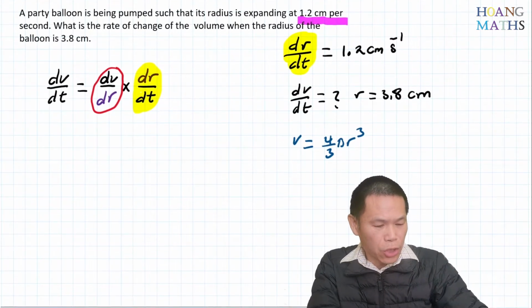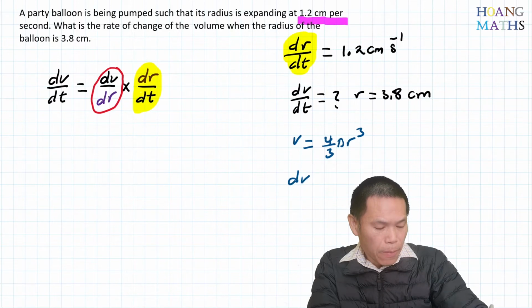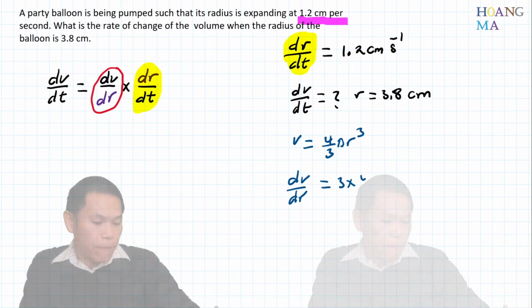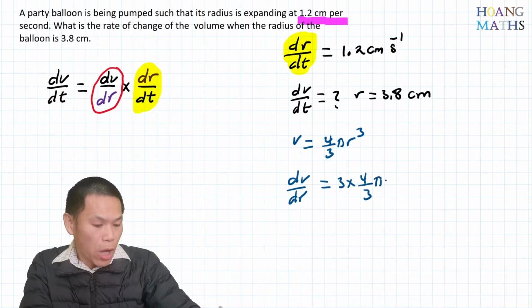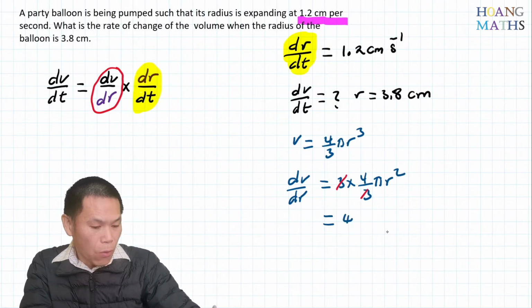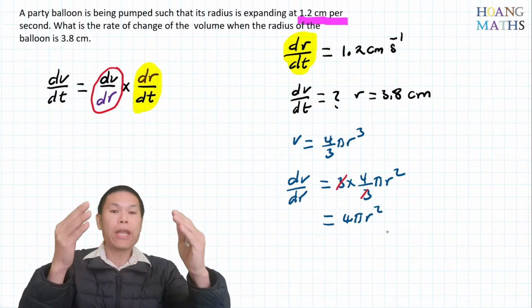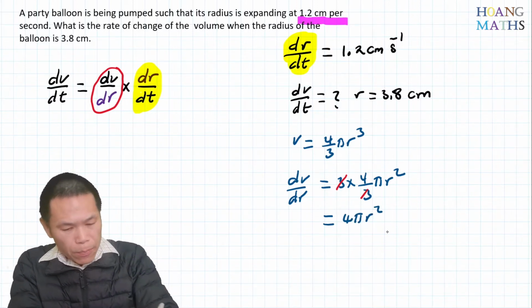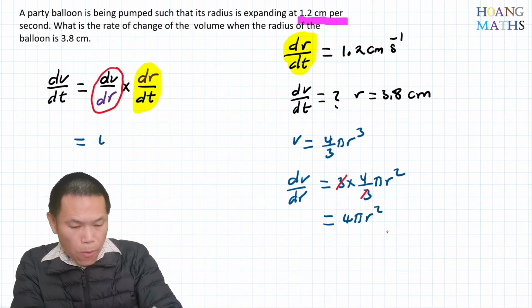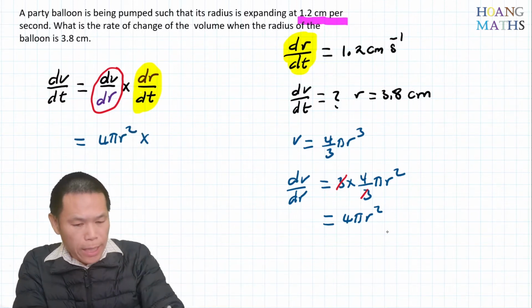We need to find dv/dr. If we differentiate this, the 3 comes down and becomes 3 times 4/3 pi r squared, and we just cancel that. Therefore, dv/dr is 4 pi r squared. Now we just substitute back into dv/dt. So dv/dr is 4 pi r squared, and we times dr/dt, in this case 1.2 centimeters per second.